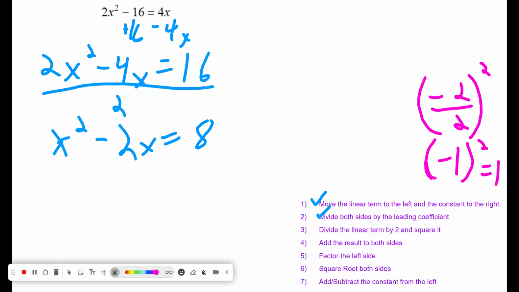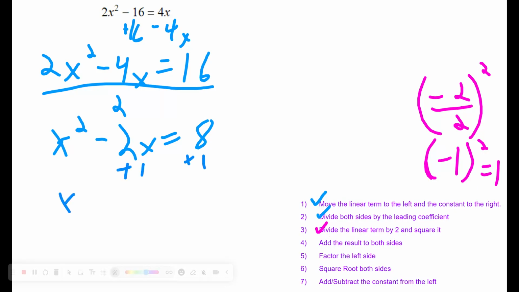So why do I need to do that? Well, that's going to give me a perfect square. I'm going to add the result to both sides. Going back to my blue color, I'm going to add 1 to both sides. What that's going to end up doing is giving me back the standard form that I'm used to on the left and a perfect square on the right.